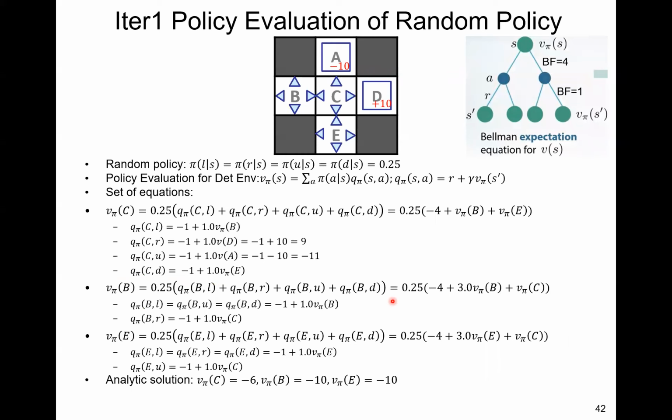So let's do the policy iteration starting from a random policy. So the probability of going left or right or up or down is all equal to 0.25. And you have a deterministic environment. There's no stochasticity. Wherever you want to move, it will go in that direction unless it's blocked.